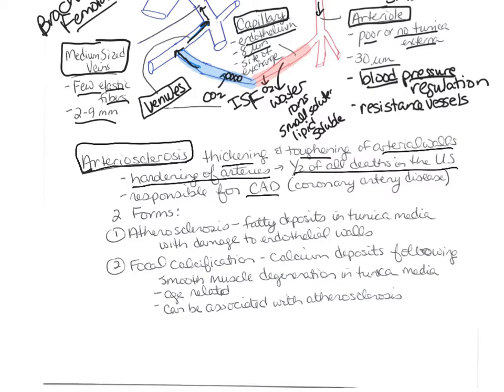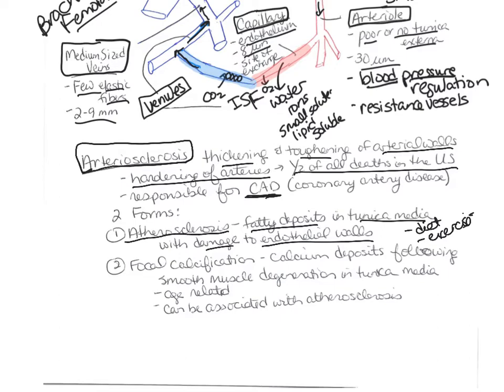And so it's a very serious condition, and there are 2 forms of arteriosclerosis. One is called atherosclerosis, and atherosclerosis is more related to fatty deposits in the tunica media, and then there's also a corresponding damage to the endothelial walls. So some of this might be genetic, but a lot of this we attribute to diet and lack of exercise.